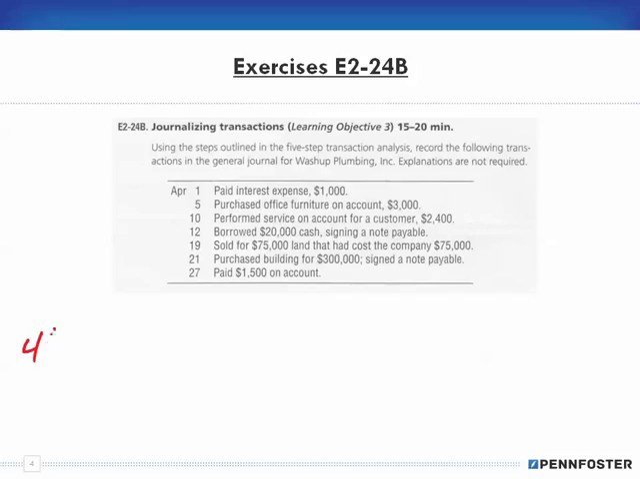All right, 421. Purchased a building for $300,000. Signed the note payable. Okay. Now the question I ask here is, am I affecting cash? Okay. And the answer to that question is no, I am not affecting cash. I'm buying a building, but I'm signing for it with a note payable. All right, so am I affecting cash?